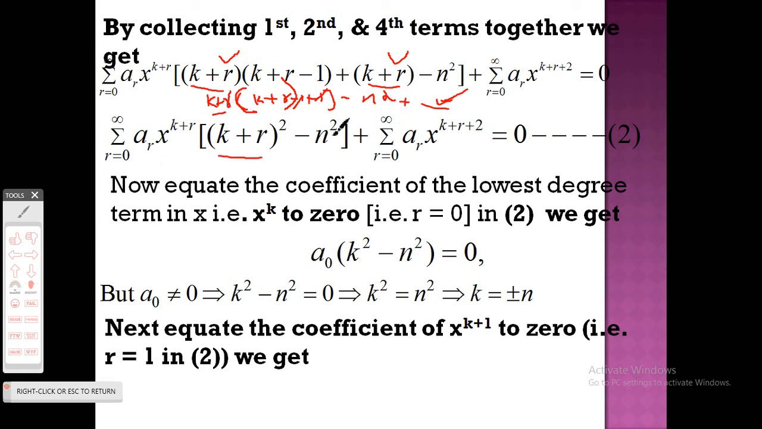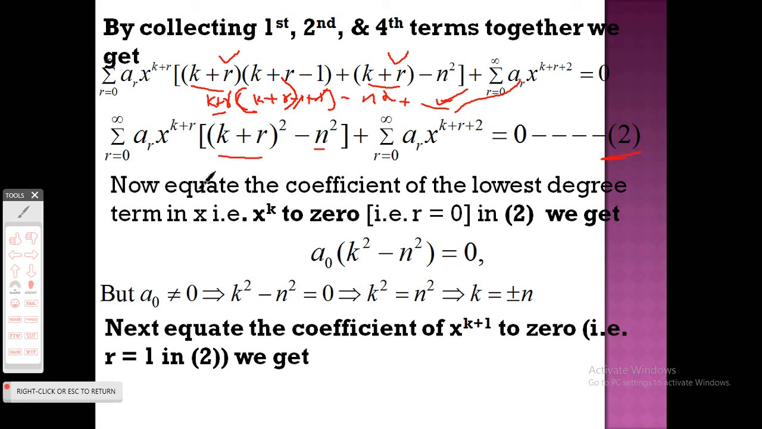That is what I have written there. I did not show that step. That is what I am writing here. Minus n square I have written as it is, and the third term I have written as it is, equal to 0. Summation r is equal to 0 to infinity ar into x to the power k plus r plus 2 is equal to 0. I have written as it is.